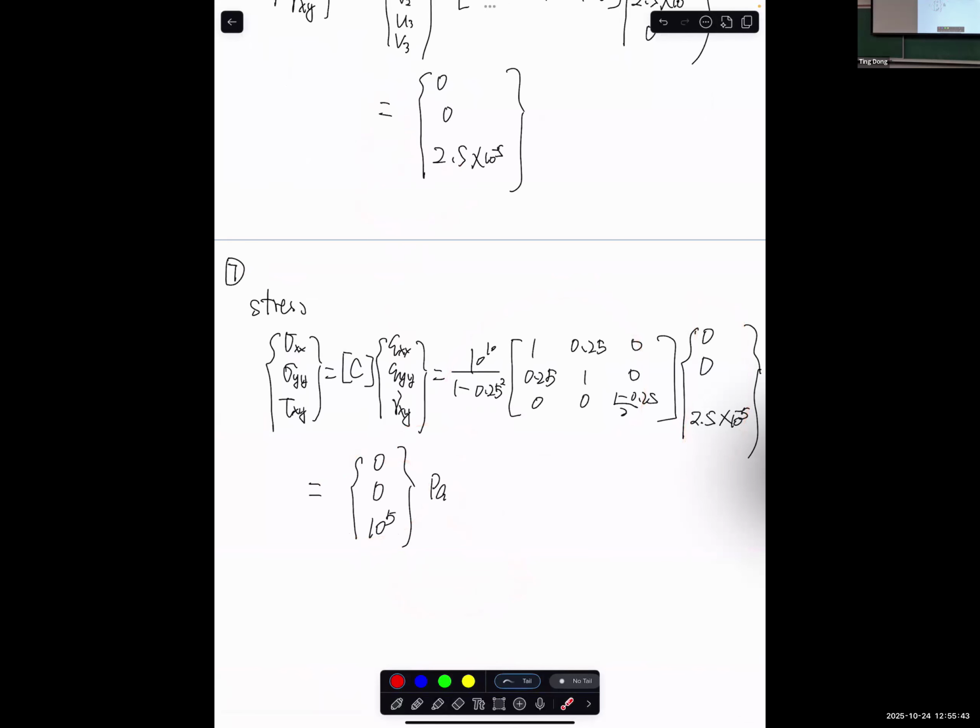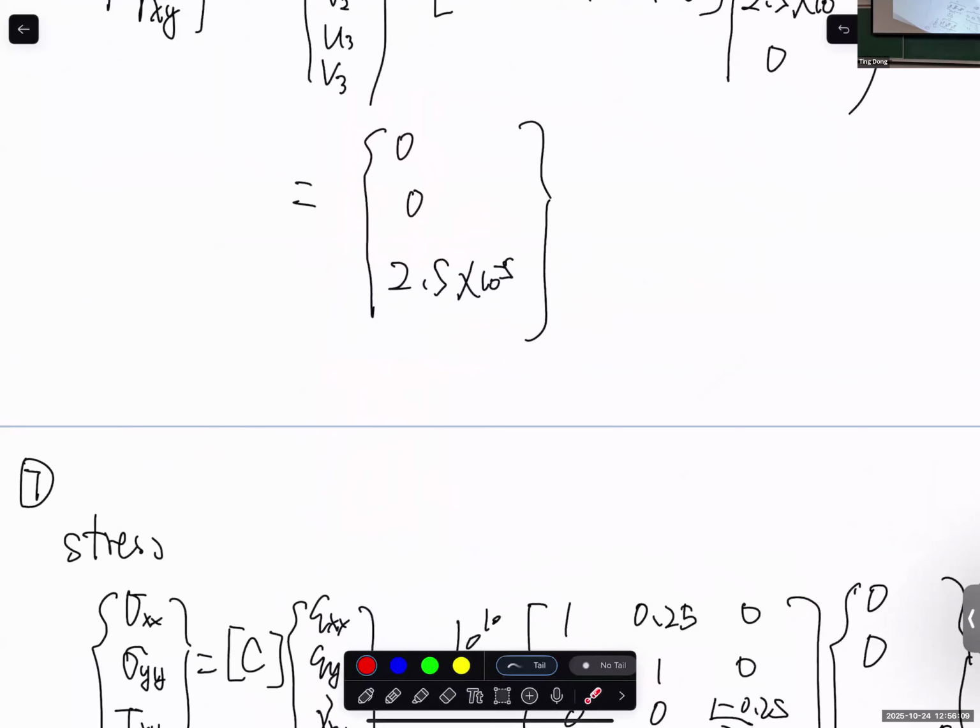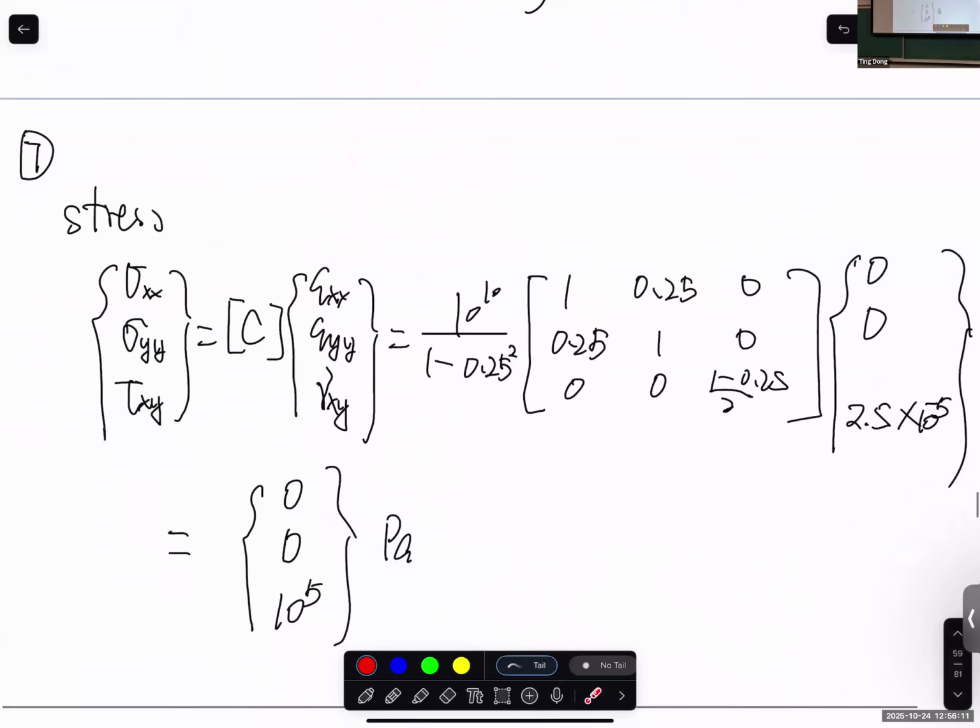But of course, if in some example problem you get different strain for element 1 and element 2, then you need to do this twice. For element 1, you put the strain components for element 1 here, and you get stress components. And for element 2, you have the same C matrix, but if the strain is different, then you need to do the calculation twice. Make sense or not? I posted this part in the announcement yesterday.